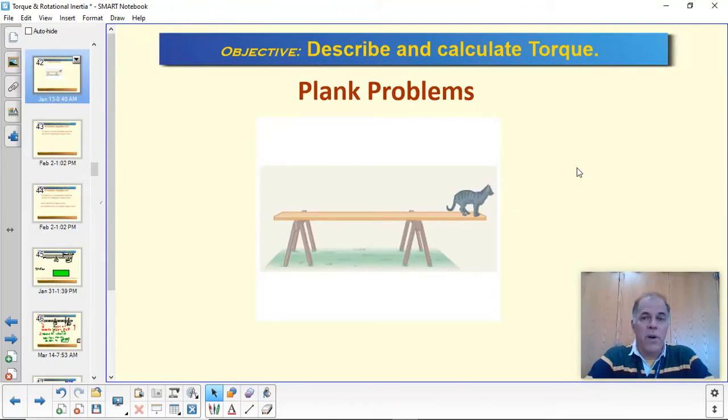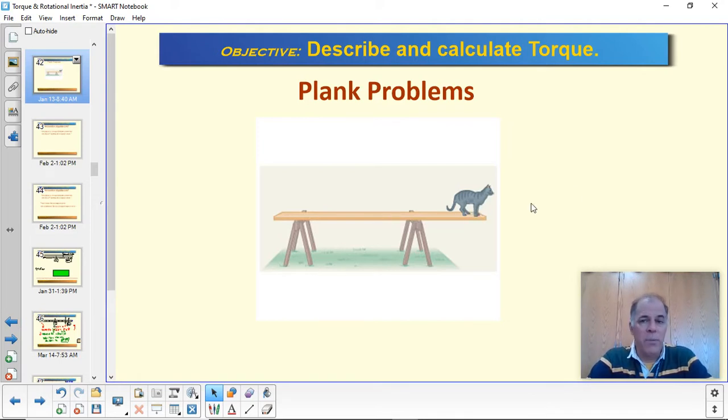Hey guys, today we're going to learn about Planck problems, which is a classic set of problems in physics, and it has to do with torque, so this is the right time to do it. They call them Planck problems because this is a pretty typical example of it. You have a plank laid across two sawhorses here, and a cat is walking out toward the end.